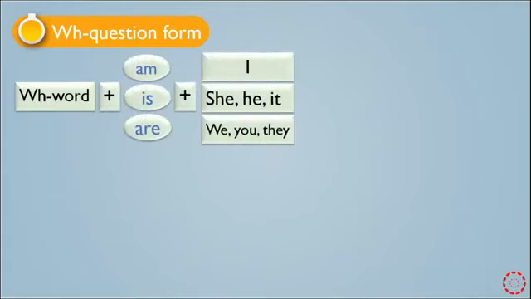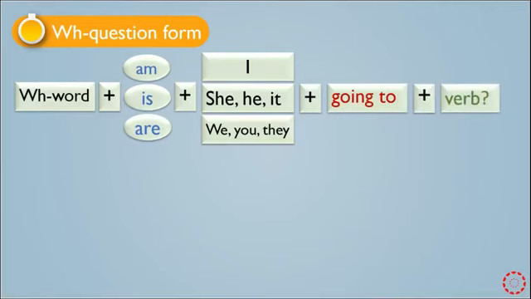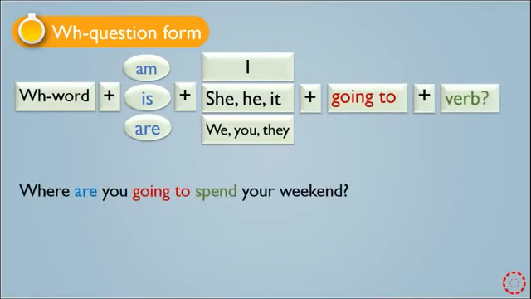And also we have another form of question. We use WH question words. We put the WH question word at the beginning before the verb to be, and then we have the subject, and then going to. At the end we have the verb base. We have examples. Where are you going to spend your weekend? Here we have where, which is a WH question word, and then we have the verb to be, which is are, and then the subject, and then going to. After going to, we have the verb base.